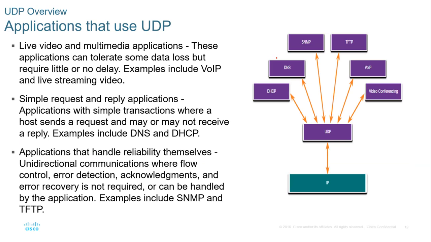Now, the applications that use UDP, we have DHCP. This one cuts across DNS. There are those applications that need reliability, where they would give the acknowledgement and all that. Reliable.